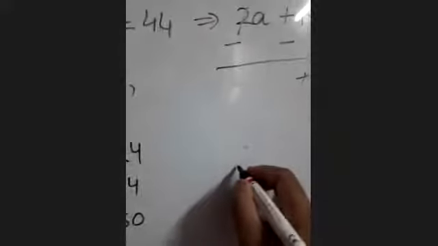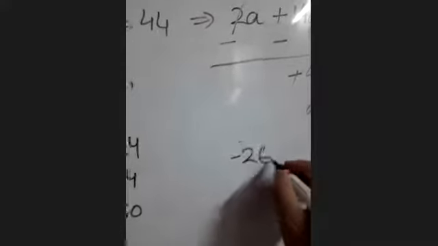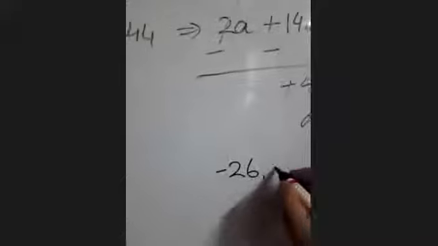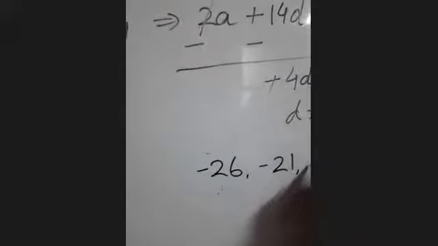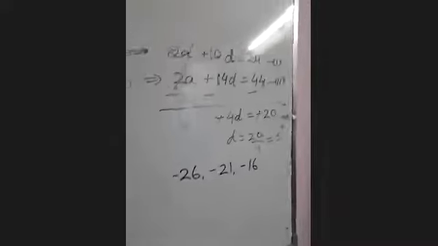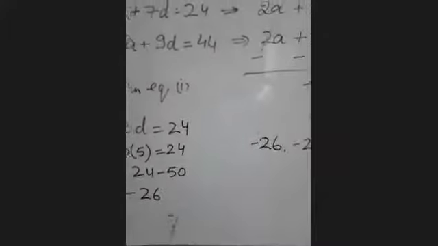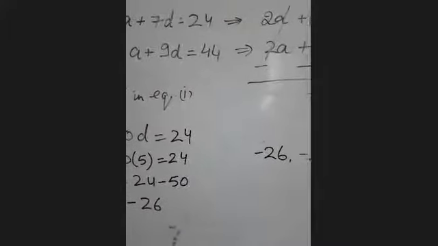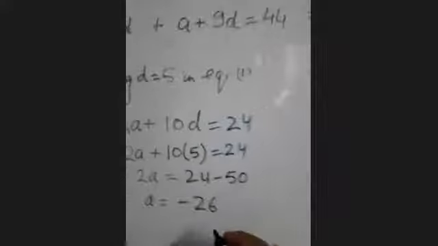So A is minus 26 and the next term will be minus 21 and then it will be minus 16. Is it fine now? No sir, it is still wrong. What answer is coming? The answer is coming minus 13, minus 8, minus 3. So 2a equals 13. No, the answer is absolutely correct.